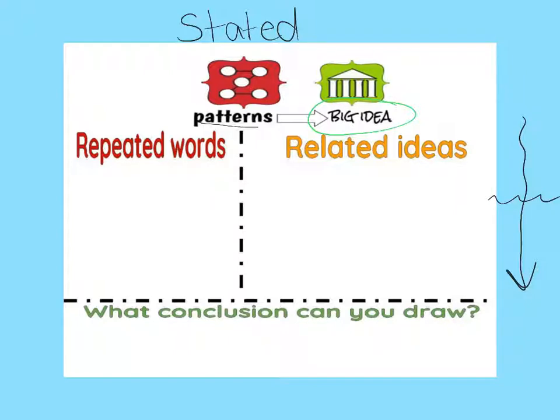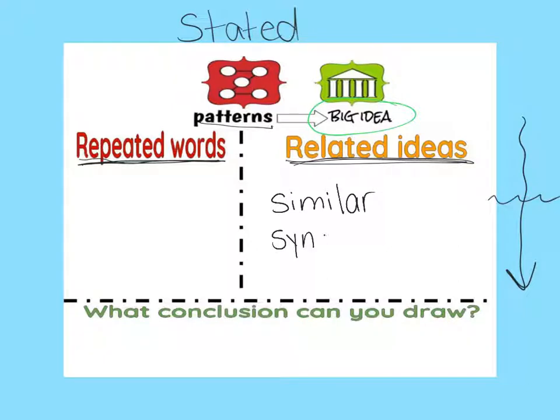So I like to look for patterns as a reader. And when I look for patterns as a reader, often I find perhaps words that have been repeated throughout a text, or I might find related ideas, which are words that have similar type meanings or even phrases. And so when we think about something being related, it's perhaps similar in meaning. We can even think of synonyms.